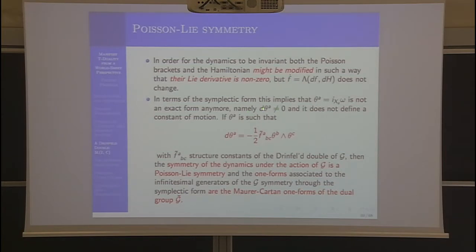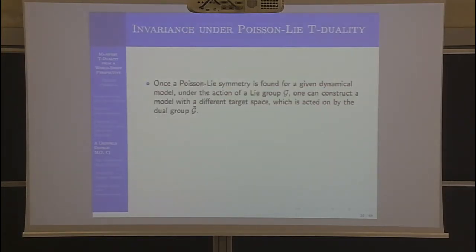So in terms of the symplectic form, this implies that this form, now obtained by contracting along XA the symplectic form, is not an exact form anymore. So this means that d theta A is different from zero. And this does not define a constant of motion. But if theta A, this form, can be written in this way in terms of this structure constant, or the structure constants of the Drinfeld double, then the symmetry of the dynamics under the action of G is called Poisson-Lie symmetry. And the one forms associated to the infinitesimal generators of the group G, through the symplectic form, are just the Maurer-Cartan one forms of the dual group G tilde. So this is the condition that has to be satisfied in order to talk about Poisson-Lie T-duality.